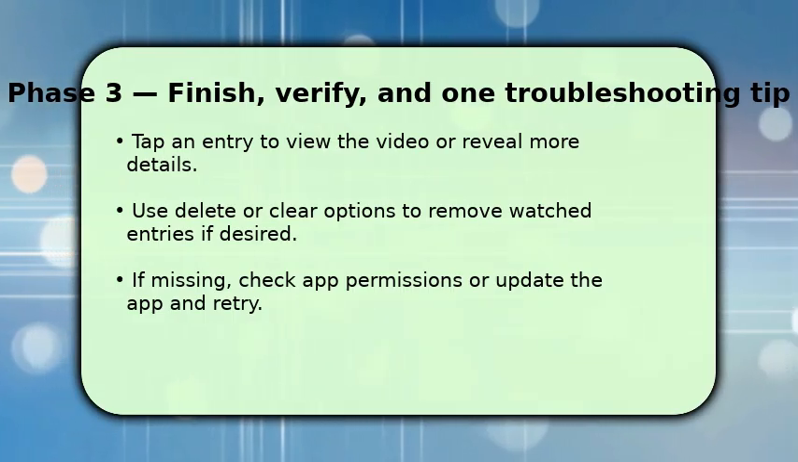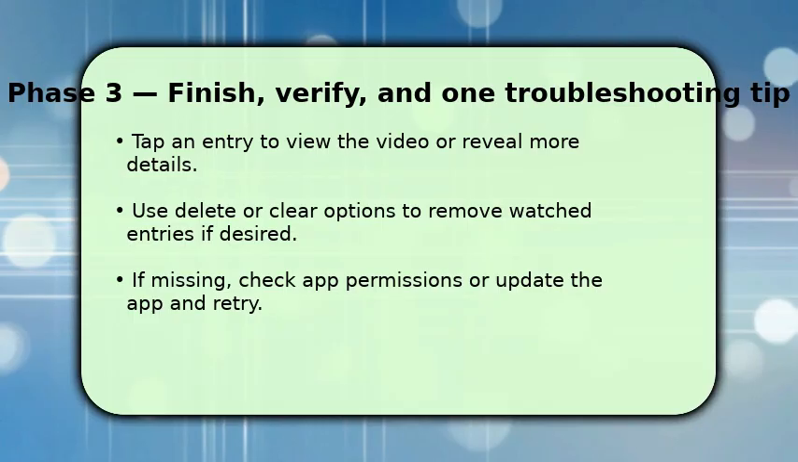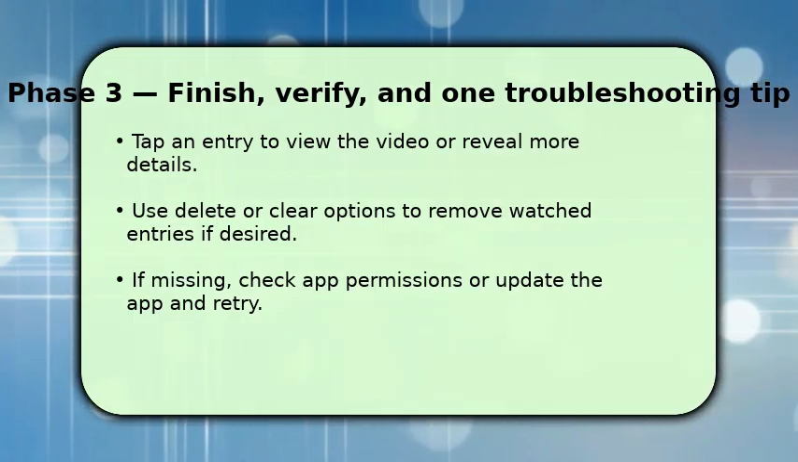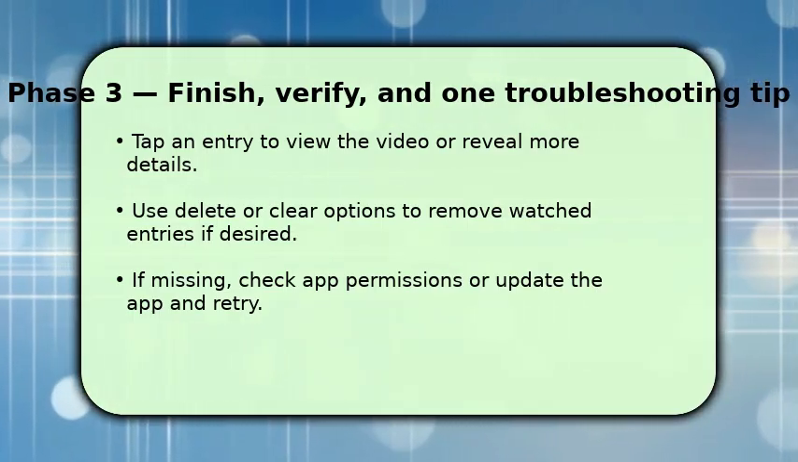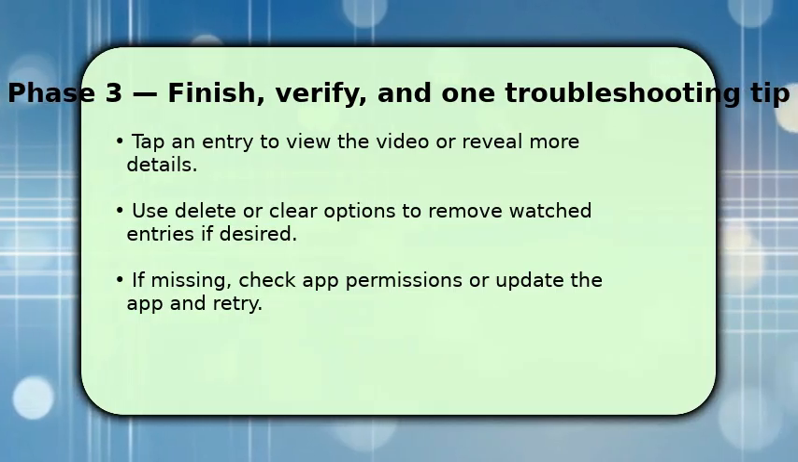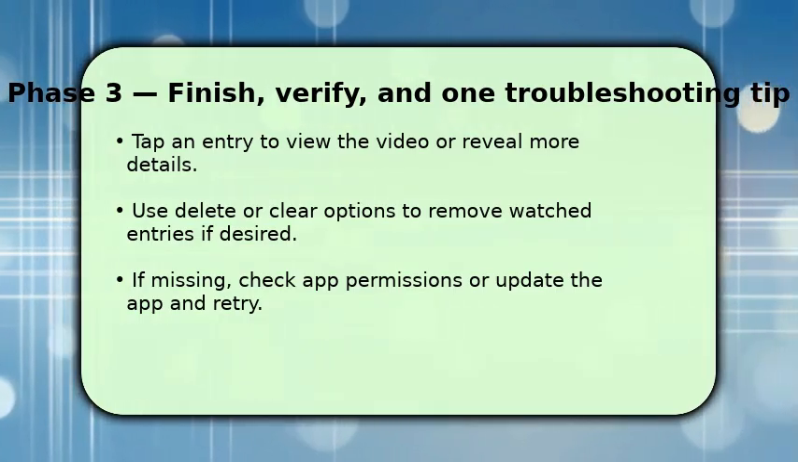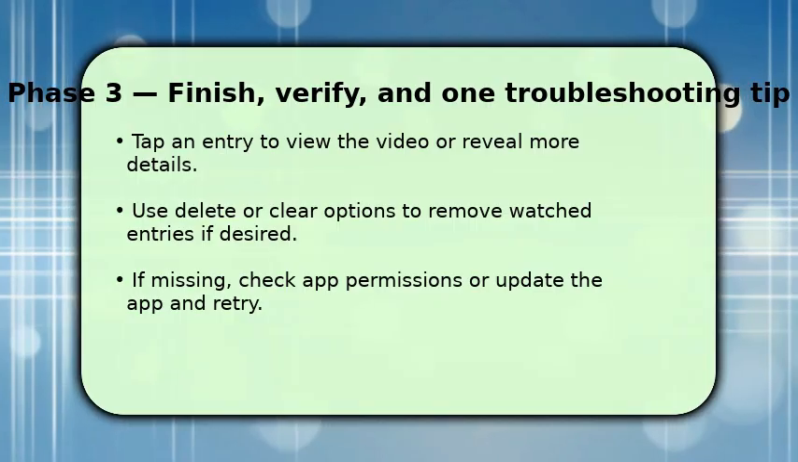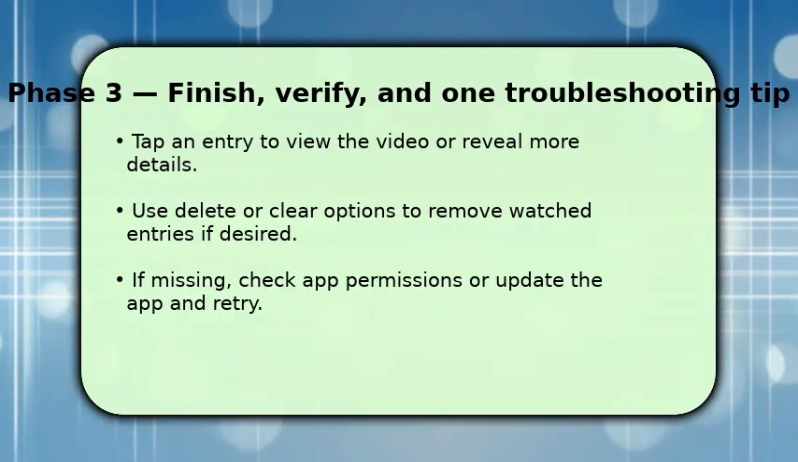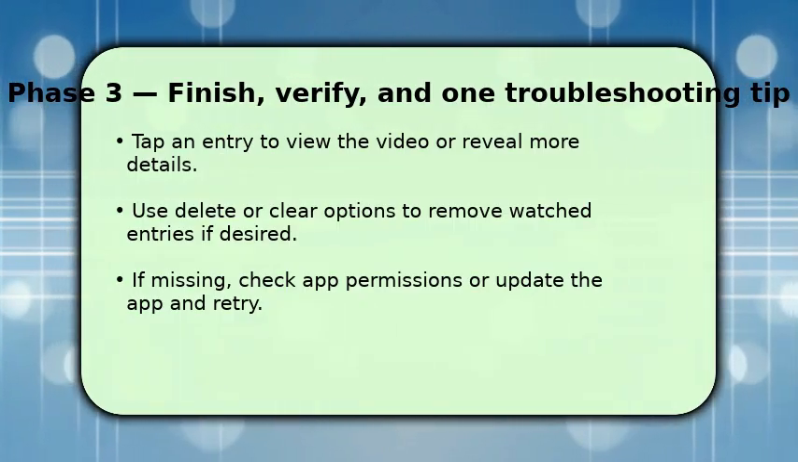Make sure to confirm deletions, because they're often permanent for that device. If you don't see video history, check that activity log isn't filtered incorrectly. Also make sure app permissions and updates are current, then restart Facebook Lite and repeat the steps to recover missing records.